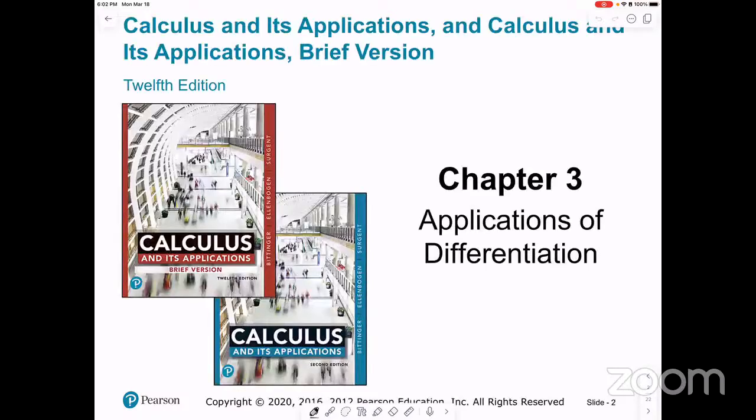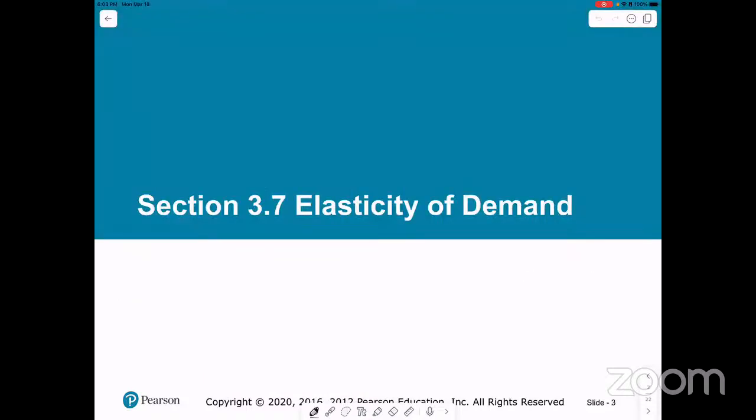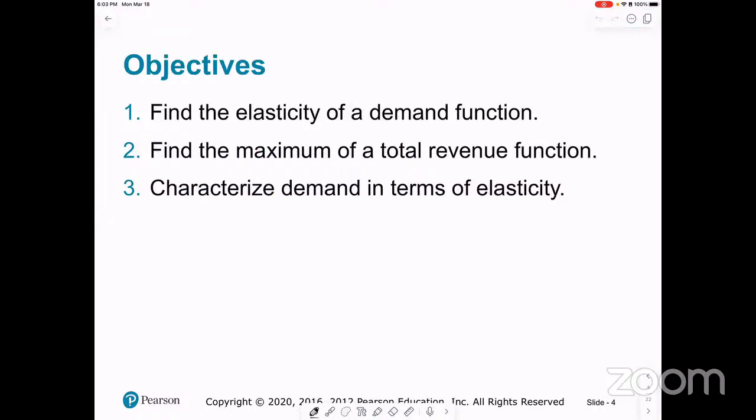We'll see how quickly we get through this section. Chapter 3 is applications of differentiation, and we're going to be working on section 3.7, elasticity of demand. A few objectives here: one, find the elasticity of a demand function; two, find the maximum of a total revenue function; and three, characterize demand in terms of elasticity.